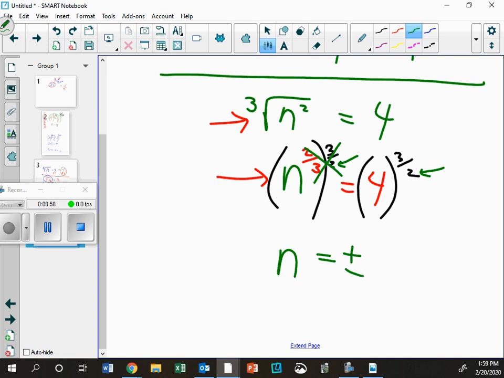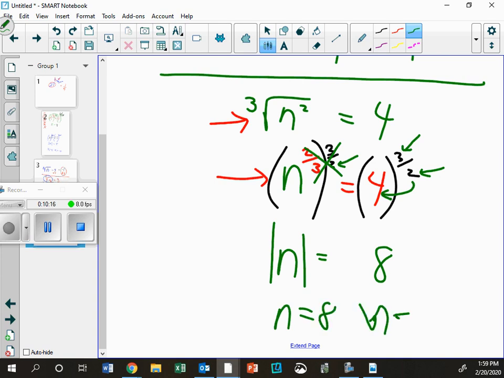Is the answer 4? No. I take the square root of 4, which is 2. I put it to the third, and that's 8, and I have plus and minus 8. What I'd really like to see, I wouldn't mark it wrong if you forgot to do this, is the absolute value, because that's what's really happening. And then the answer is two things. N equals 8, n equals negative 8. Two answers.